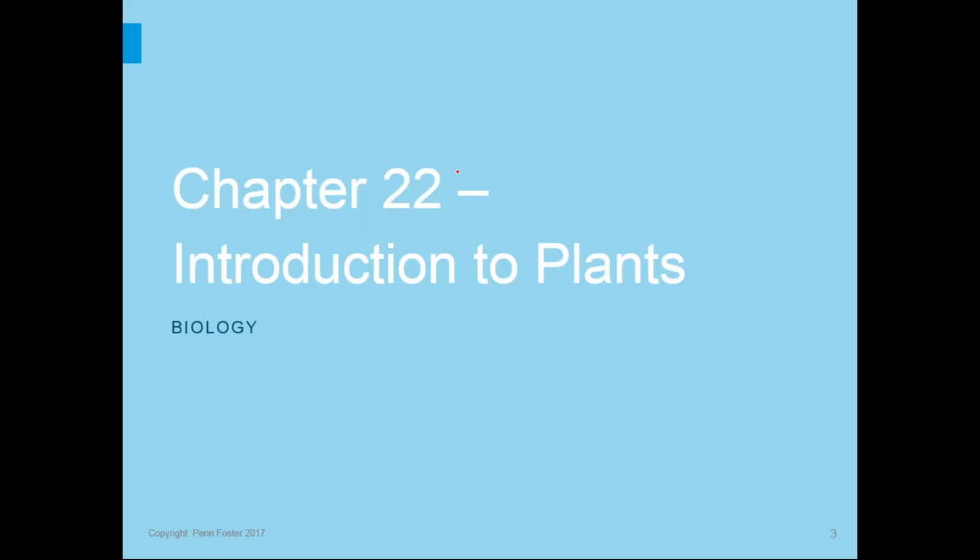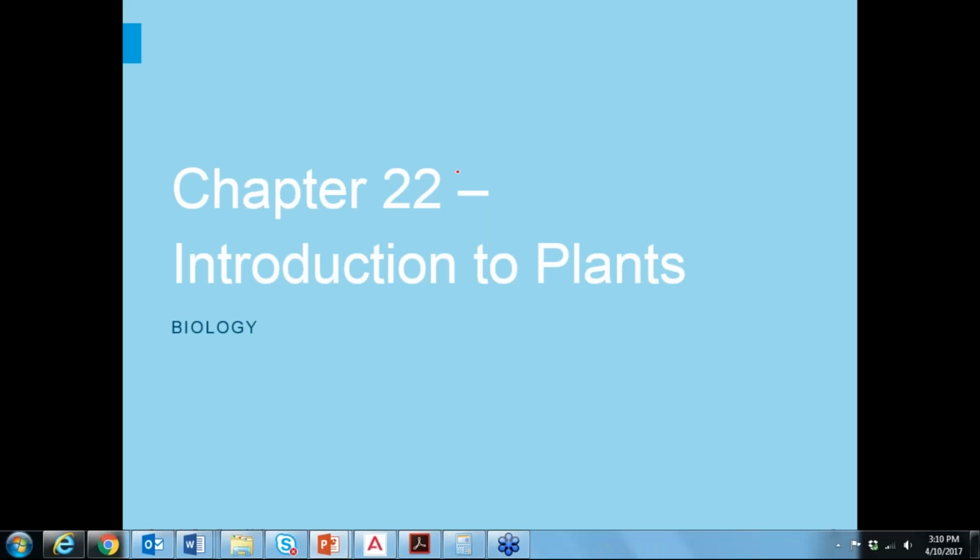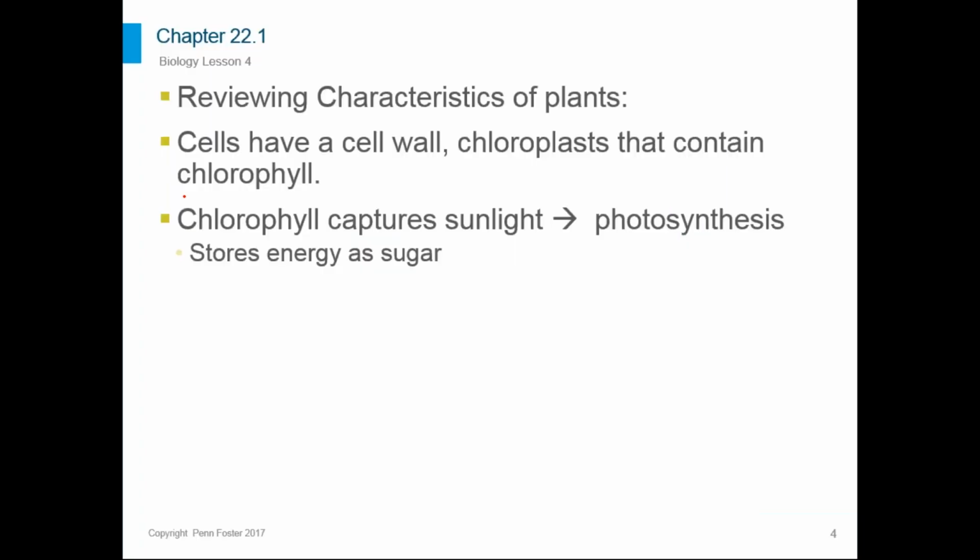Okay, so we're going to start by reviewing characteristics of plants. Cells in the plants have a cell wall, and they have chloroplasts that contain chlorophyll. Chlorophyll captures the energy from sunlight, and the plant goes through photosynthesis. You remember photosynthesis is their process of making sugar to store that energy. The sugar is then used to provide the plant cells with energy.